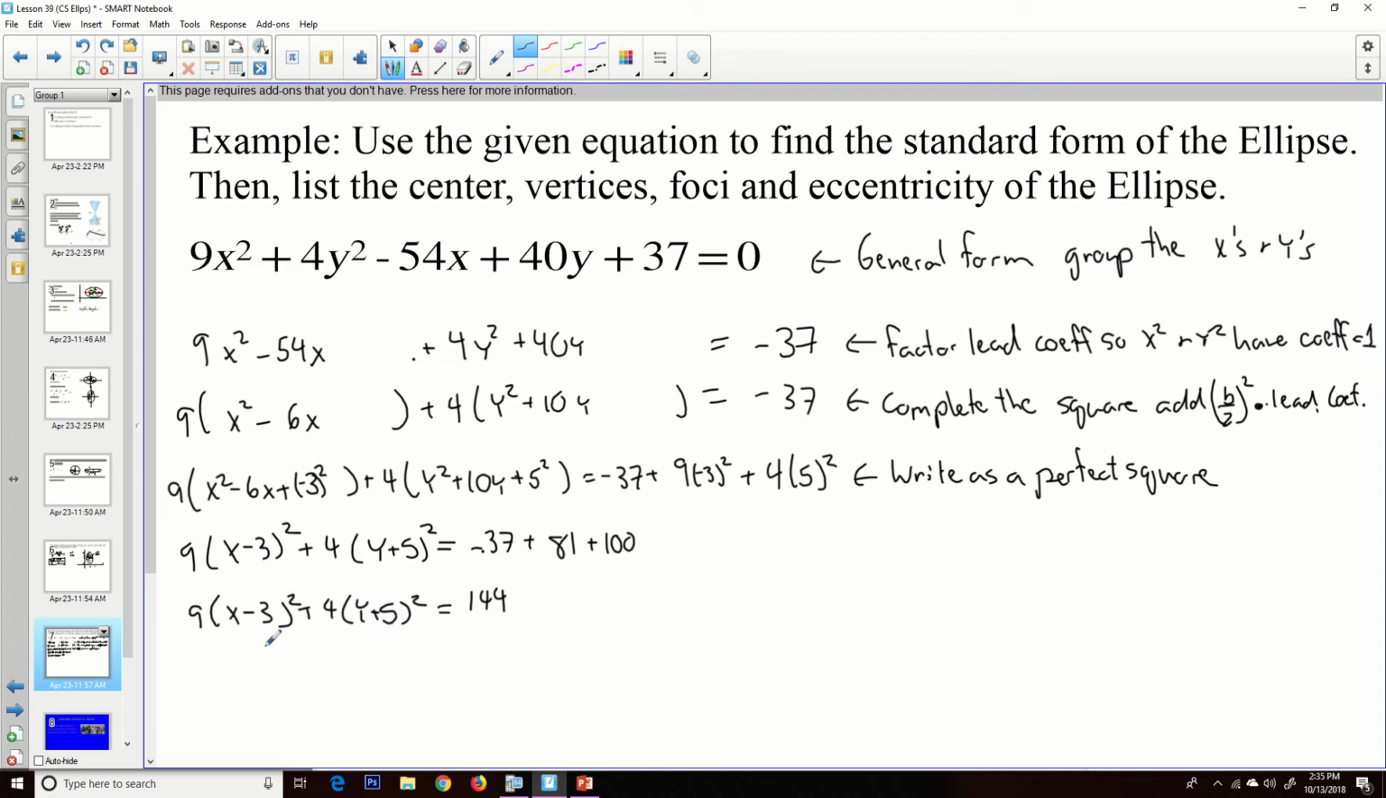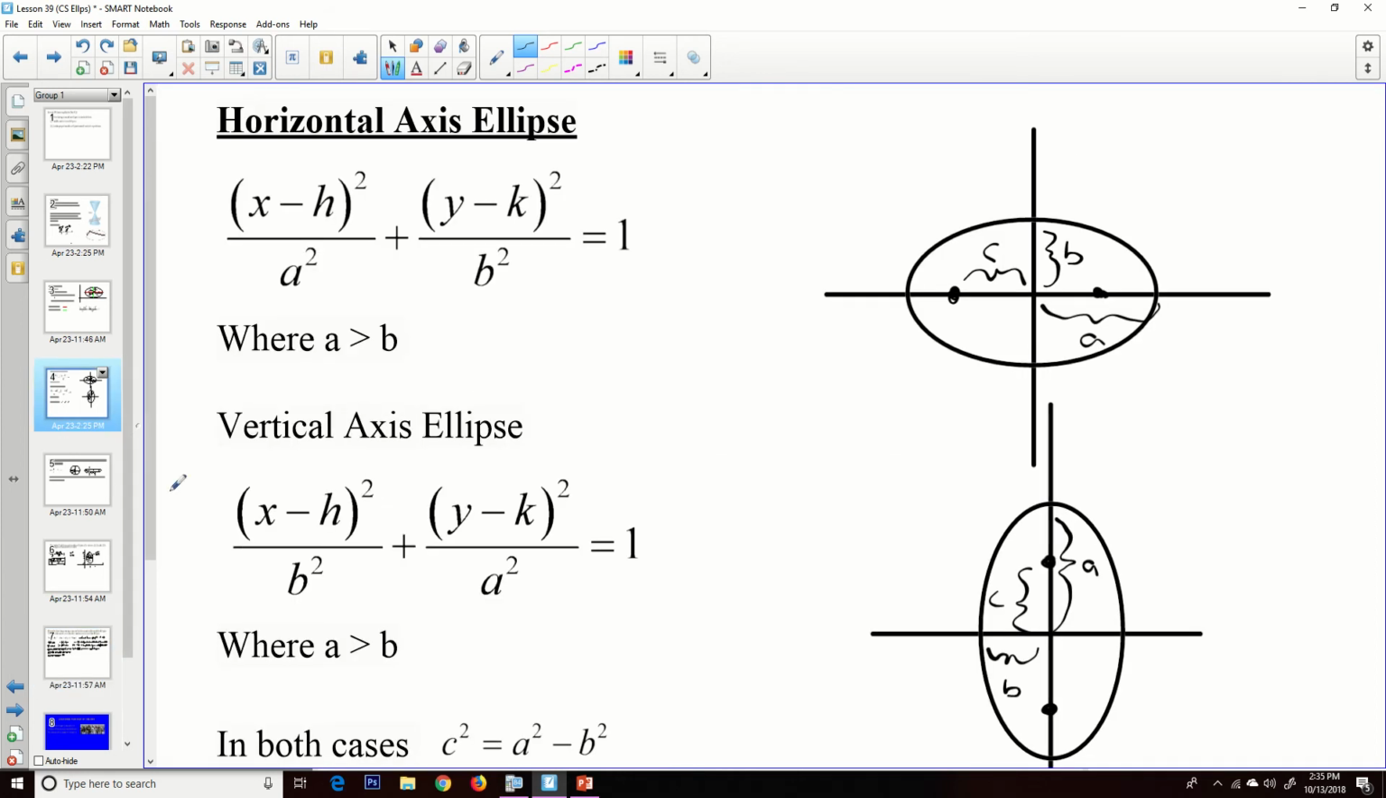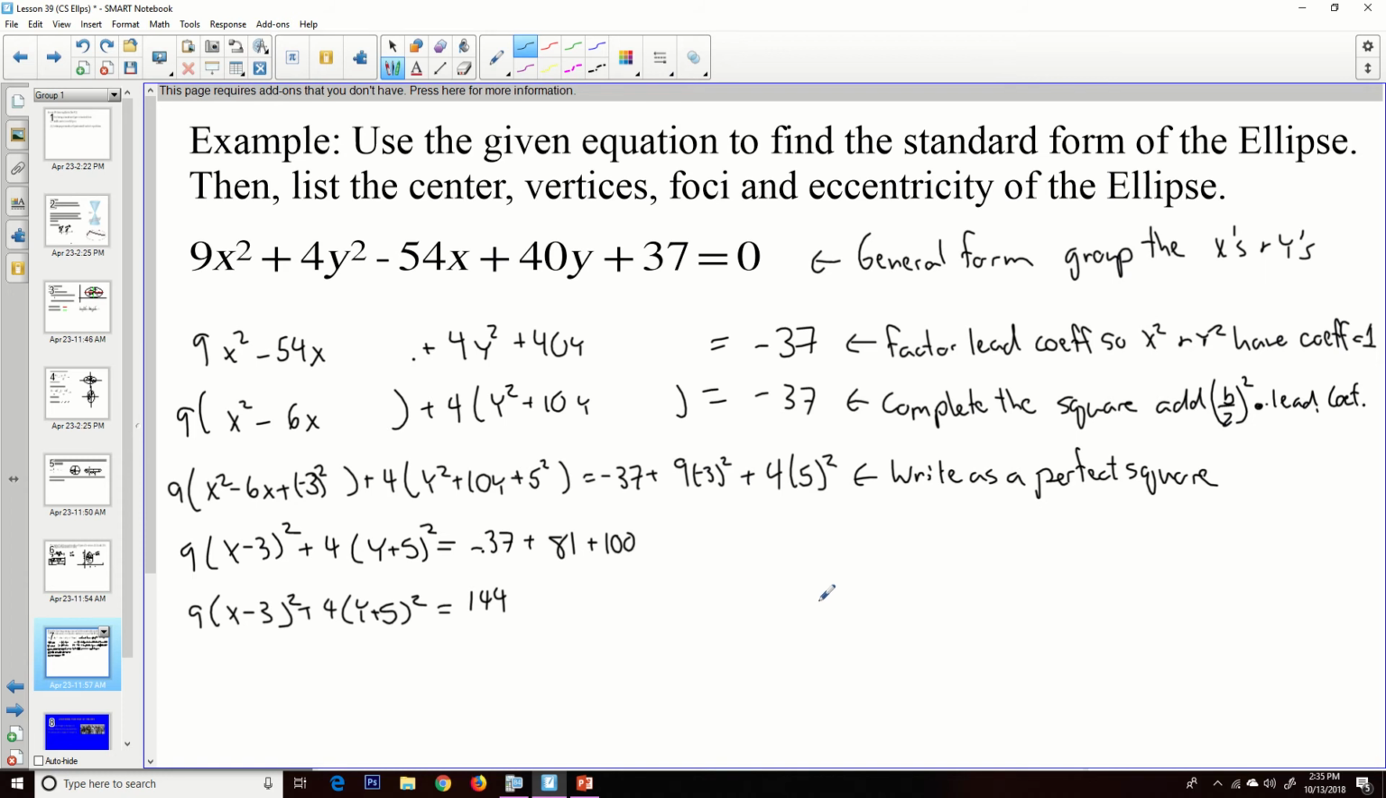Excuse me. And so remember, if we go back to our equations, you'll notice that both of these are equal to 1 and there's no coefficients in front of our x minus h squared term or my y minus k squared term. And so what we're going to do here, so that we can get that, is divide both sides by 144, and it's this value here.